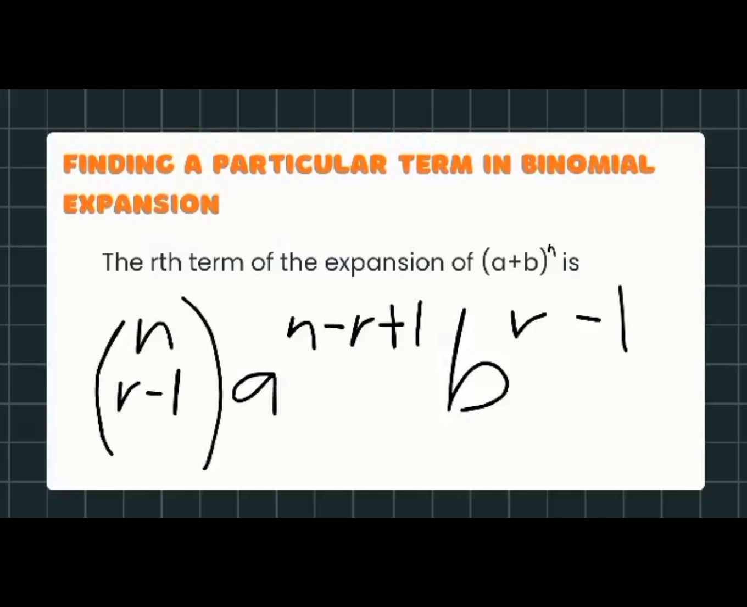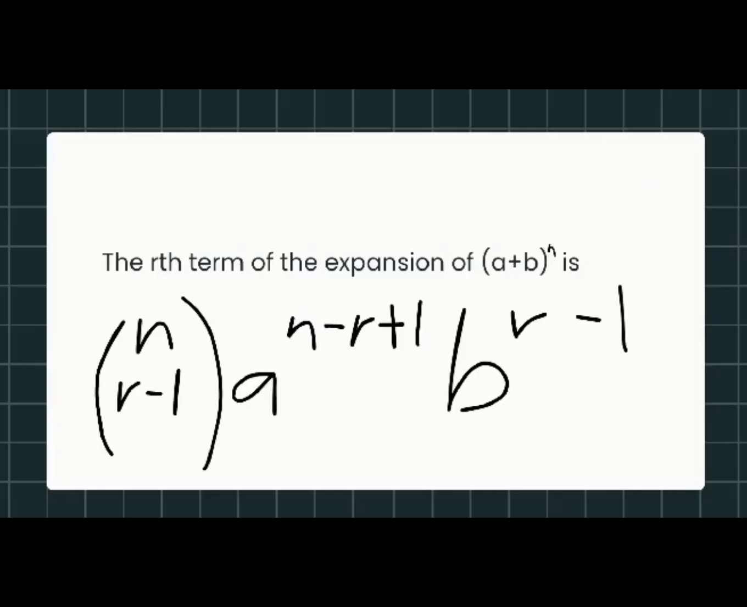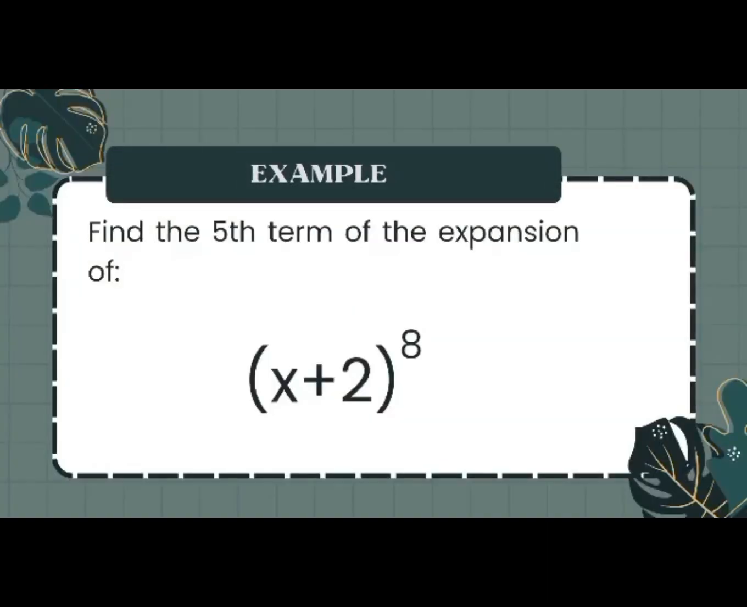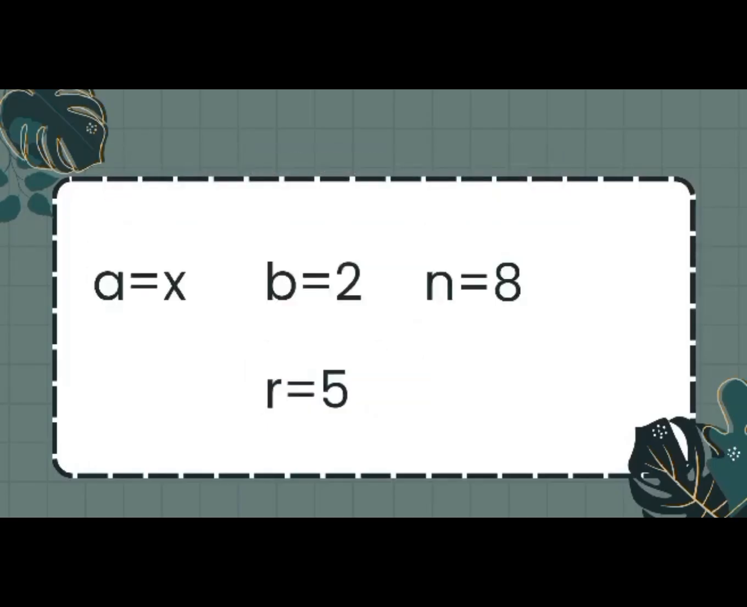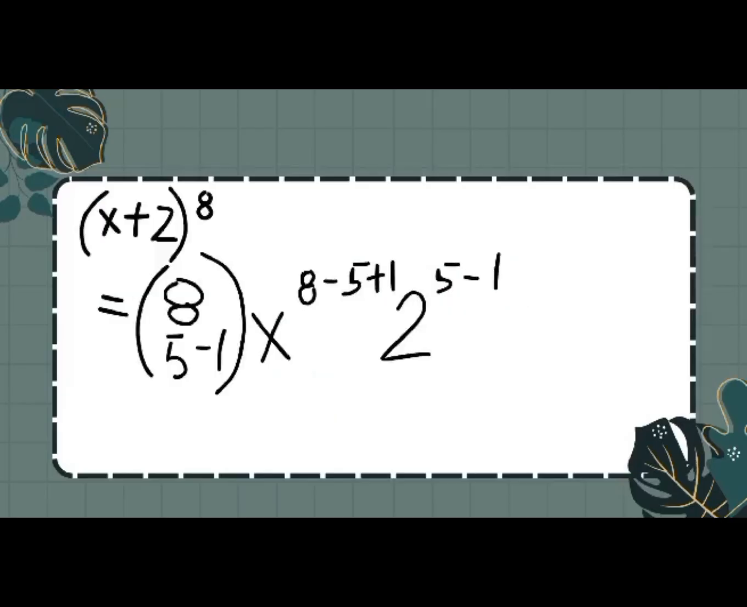Now let's move on to finding a particular term in a binomial expansion. For example, find the fifth term of the expansion of the quantity of x plus 2 raised to the power of n, where a is equal to x, b is equal to 2, n is equal to 8, and r is equal to 5.